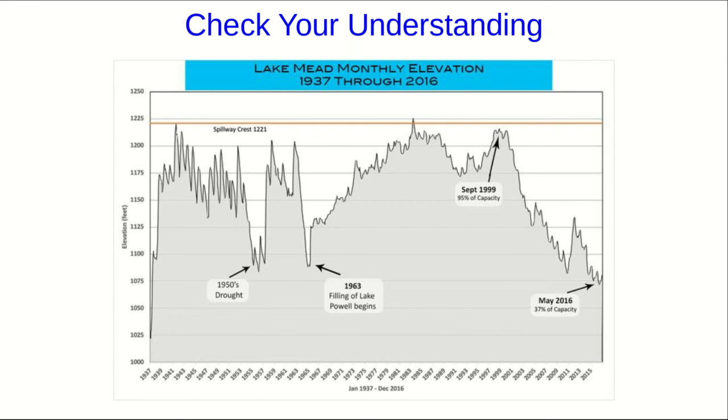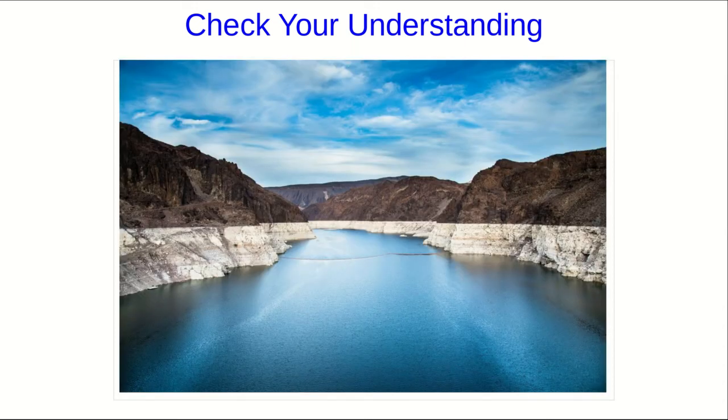Here's an example. Lake Mead is a reservoir or artificial lake in Nevada. It was created in the 1930s when the Hoover Dam was built. In recent years, it's been in the news a lot because extended droughts have caused the water level in it to decrease significantly, very significantly.